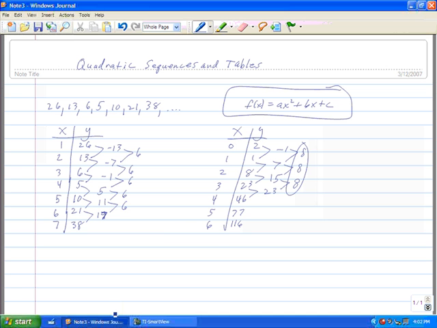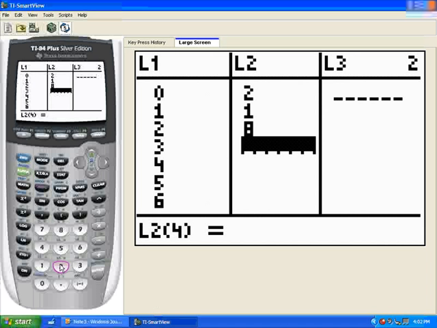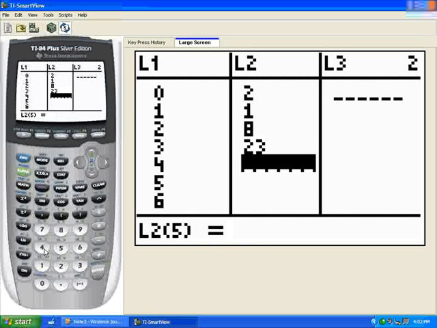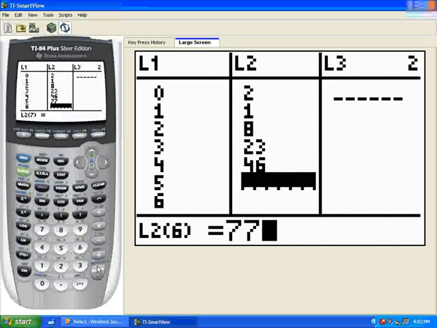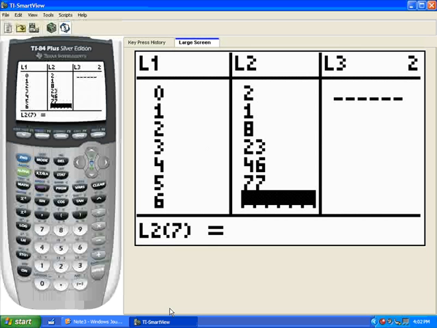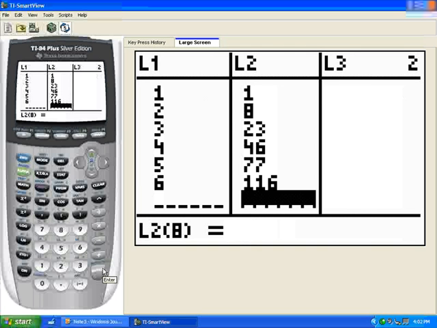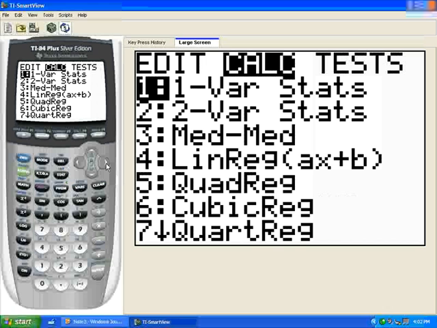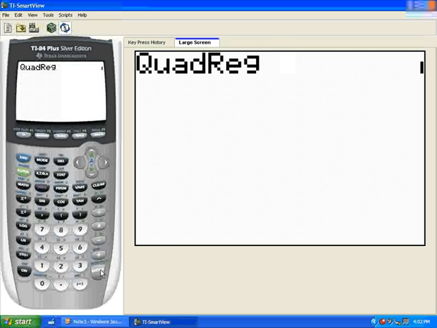And the next one was 23, 46, 77. So we'll put in 23, 46, 77. And that last one was 116. All right, now that the numbers are all in place, hit the Stat menu. This time we go over to Calculations. If we were trying to use a straight line to hit all of those values, we would do a linear regression. But actually we know it's quadratic because we've observed that the second difference matches. So we'll hit number 5 for quadratic regression.